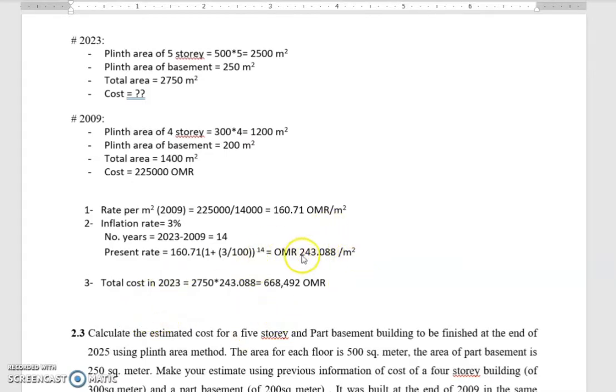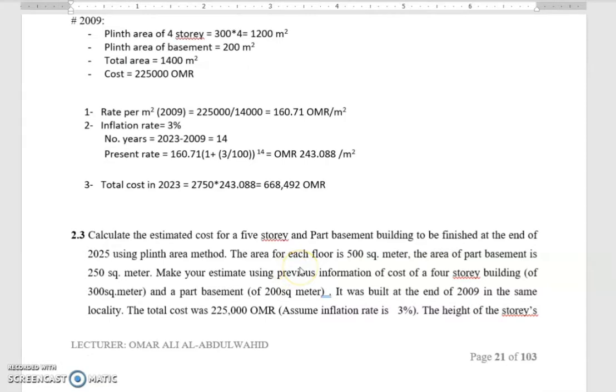This amount we will get: Omani Riyals 243 per square meter. So 243 per square meter in the year 2023 will be this much. This is the square meter rate, and this is the total area which we have got from here, and this will be the cost of the building in 2023.